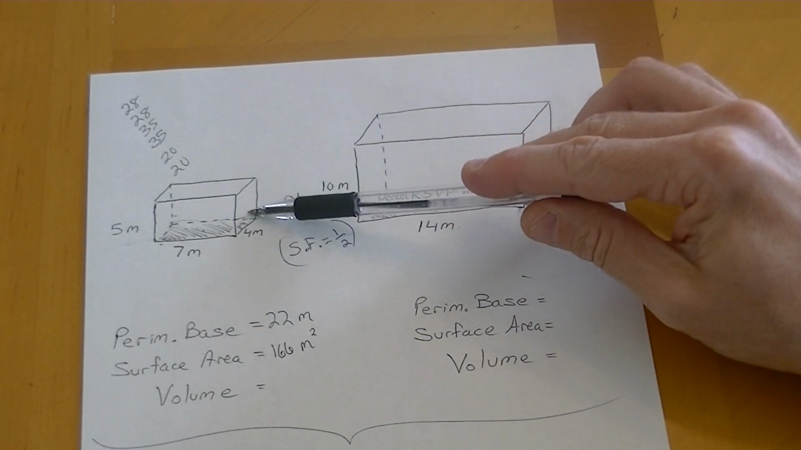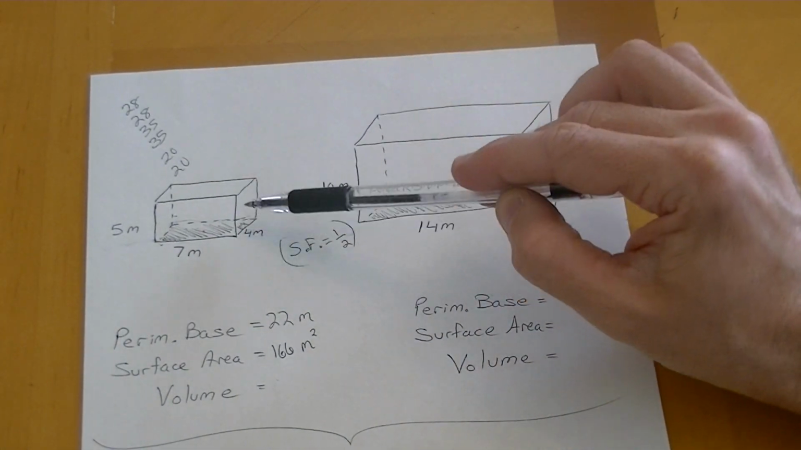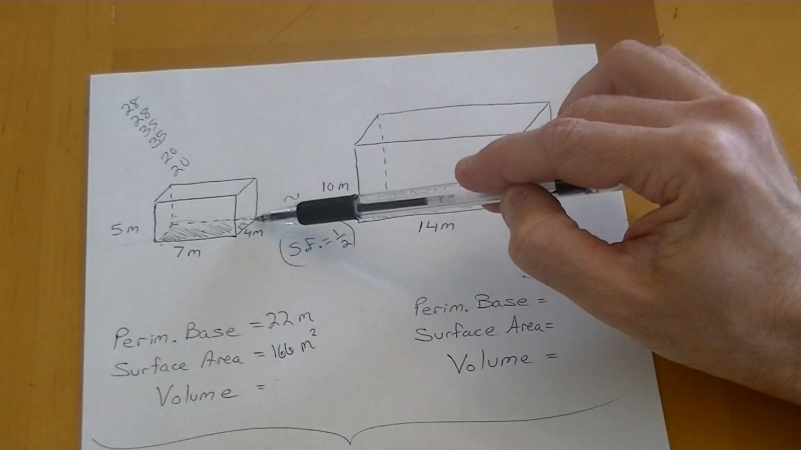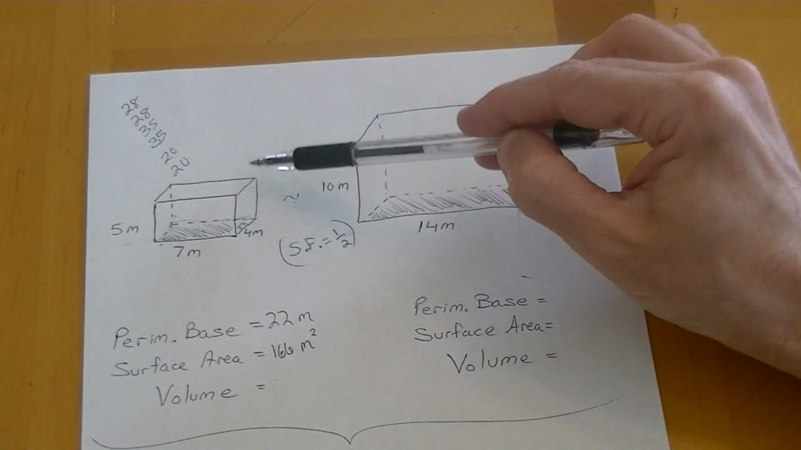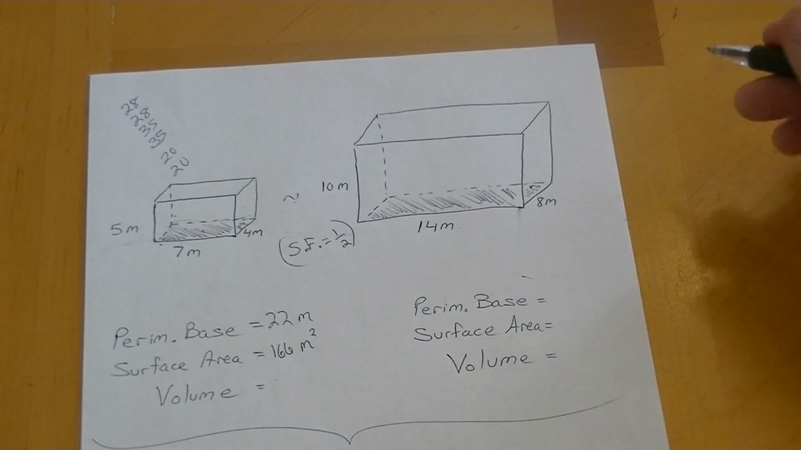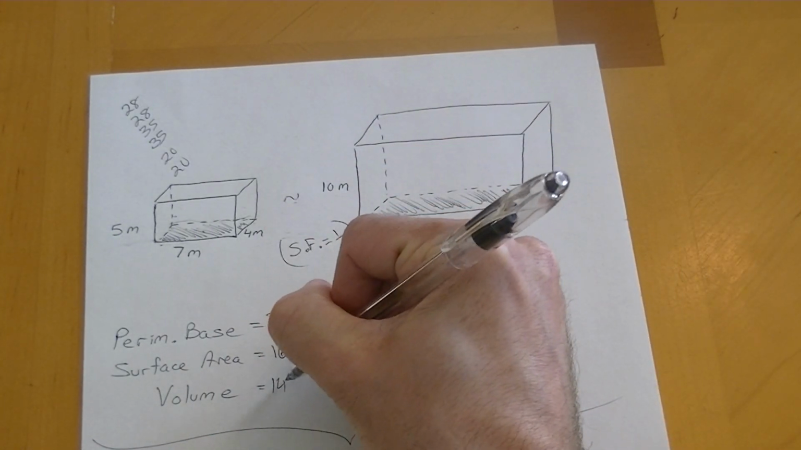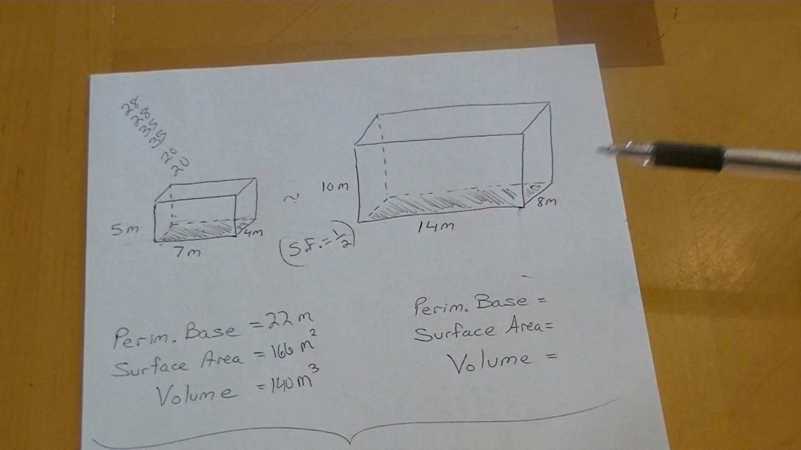Now, there is a faster way to get surface areas of prisms that we'll learn about in chapter 12. Volume, area of base times height. So the base is a rectangle of 28 meters squared. We have 5 layers of that base, 5 meters on the height there. So 28 times 5, 140 meters cubed. So those are the answers for the small one.